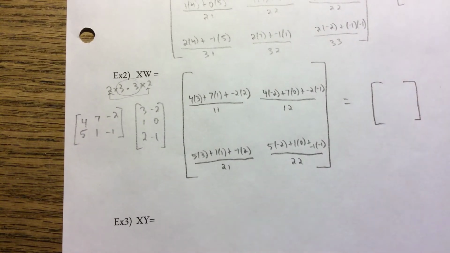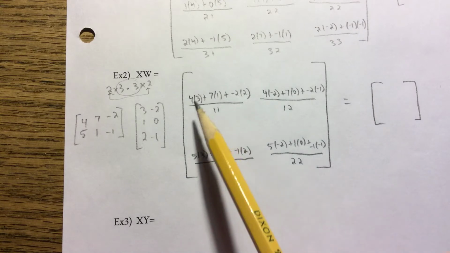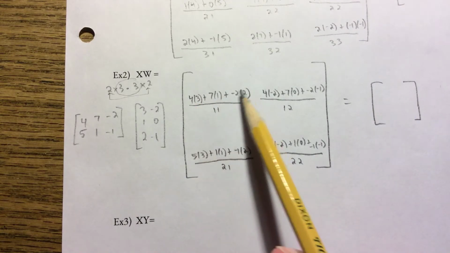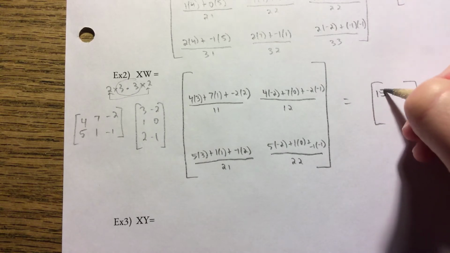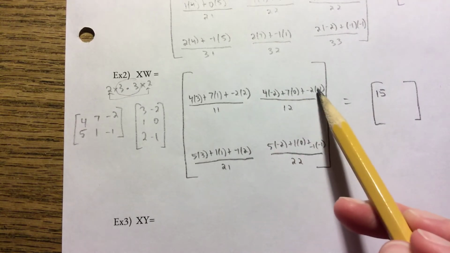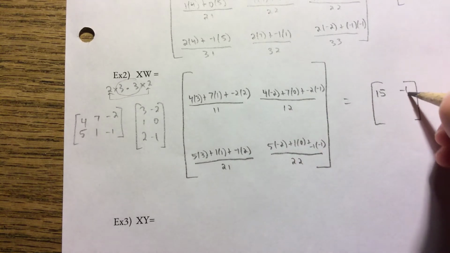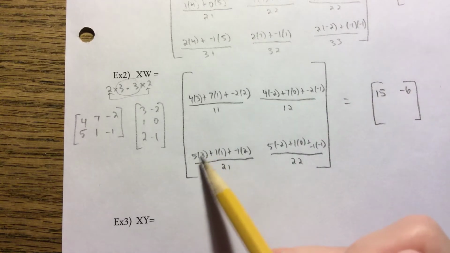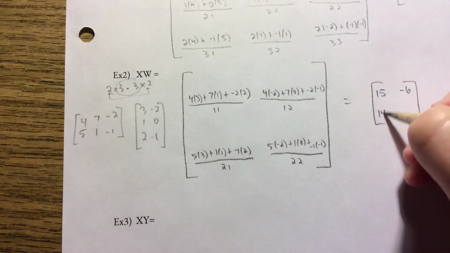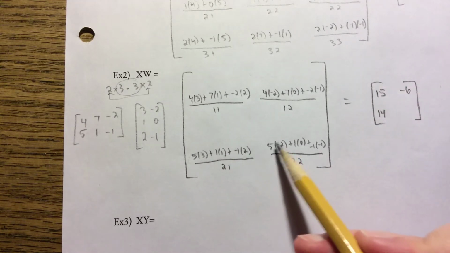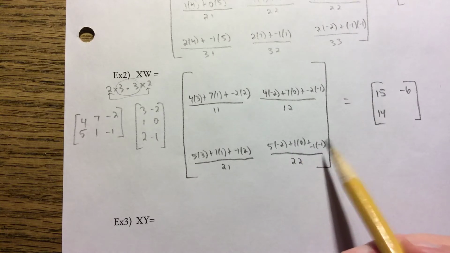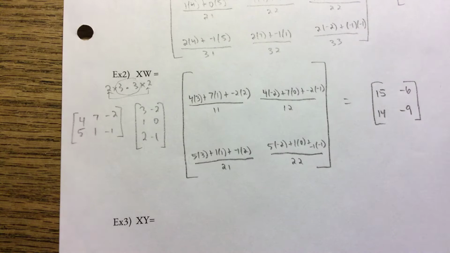So now my solution, let's get all these figured out here. So this would be 12 plus 7 is 19 minus 4 would be 15. This would be negative 8, 0, and positive 2, so that would take me to negative 6. This would be 15, and 1 is 16, minus 2 is 14. And this would be negative 10, 0, and 1, so that would give me negative 9.